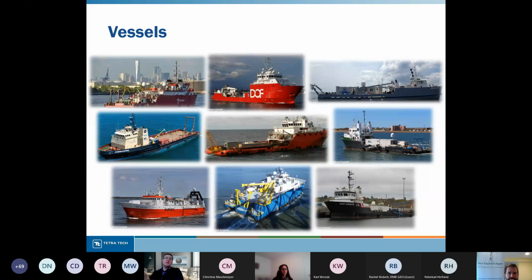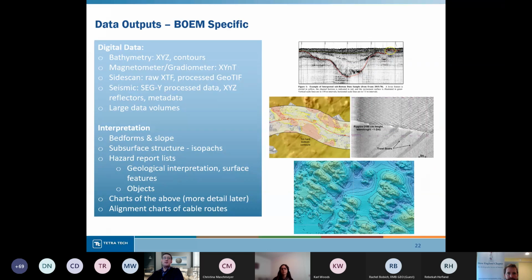And worth noting that because the survey has to come all the way into the beach, there will usually be a small component, or larger for some survey areas around Nantucket in particular, that need to be completed with a smaller nearshore vessel. Thanks, Corey. Next slide.